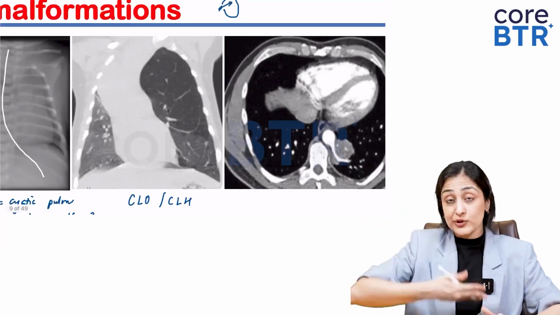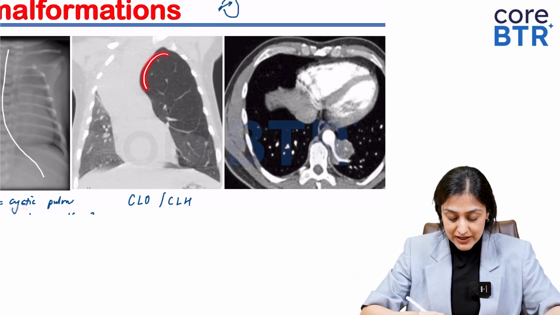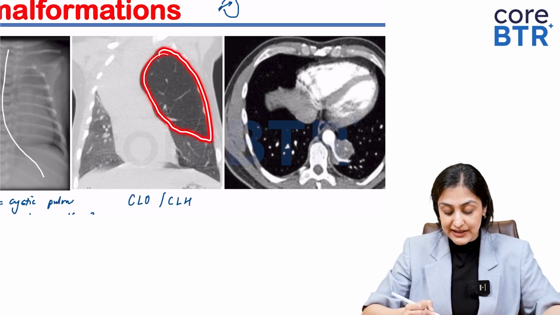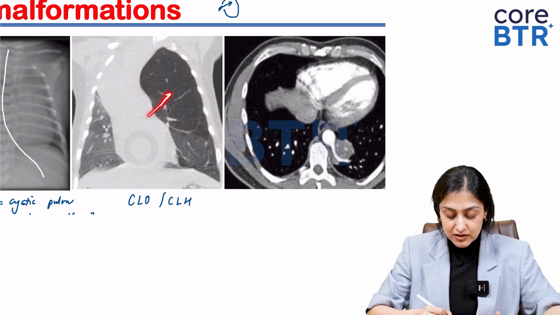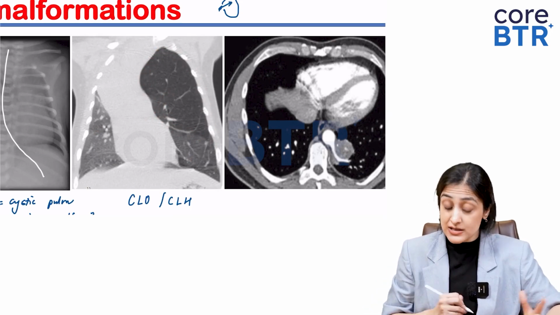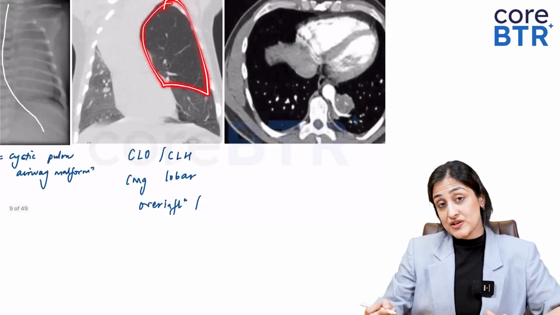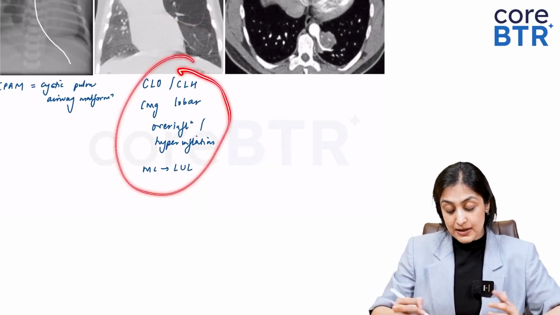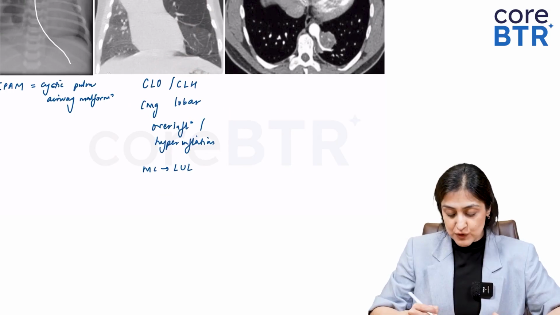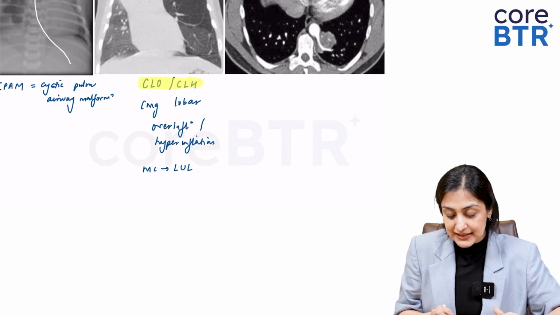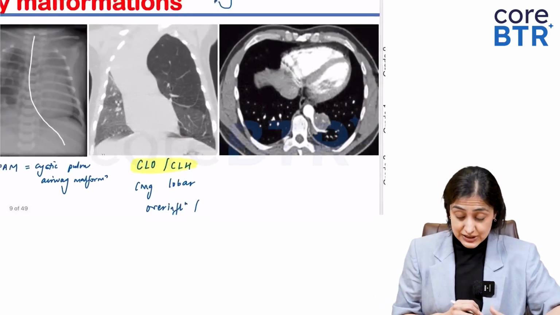So look at this. This is one of the coronal CT images where you can see how this left upper lobe is much darker and larger than the rest of the lungs. So this is how it presents. It usually has mass effect on the other lobes. So this is something which we pick up incidentally, CLO and CLH.